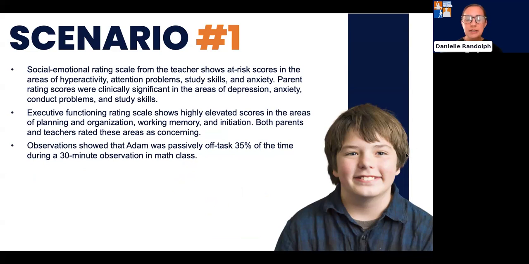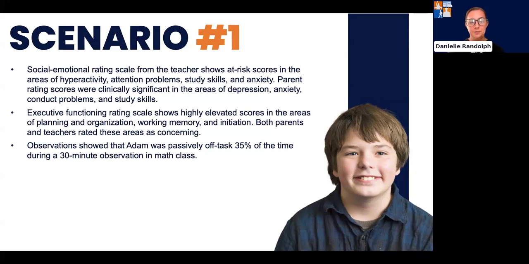His social emotional rating scales from the teacher showed some at-risk scores in the areas of hyperactivity, attention problems, study skills, and anxiety. The parent rating scores were clinically significant in the areas of depression, anxiety, conduct problems, and study skills. There were some different areas that were flagged at school and at home. The teacher, though, didn't have any clinically significant areas.